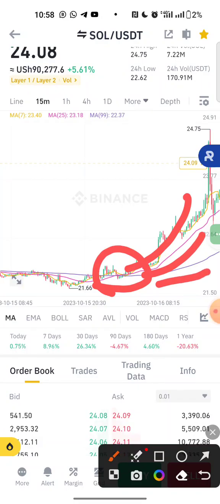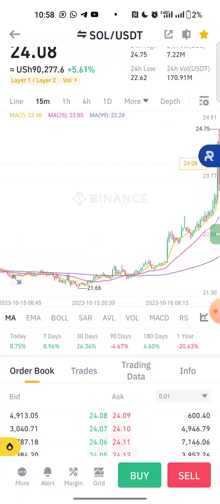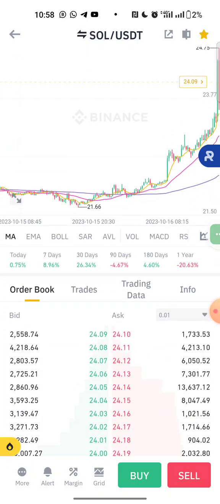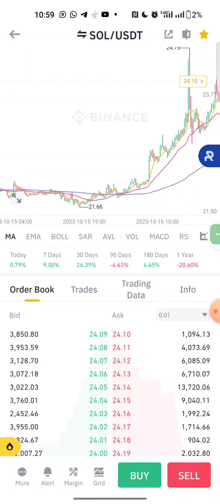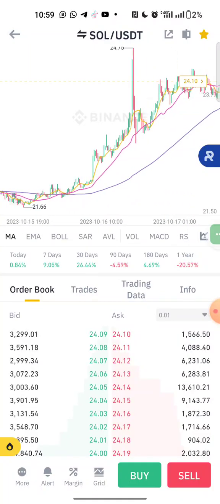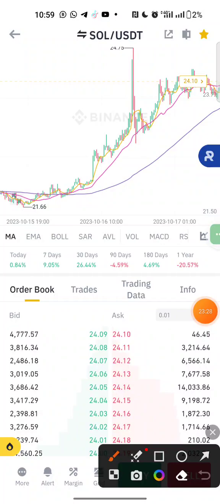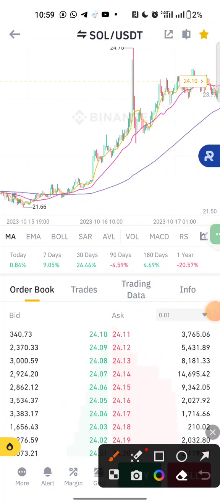Like you see here, there was a consolidation. The three of them met, then the market went up. So another thing the moving averages do is act as support and resistance.